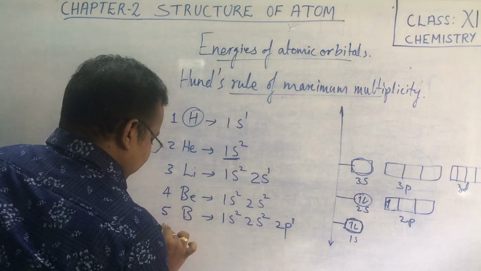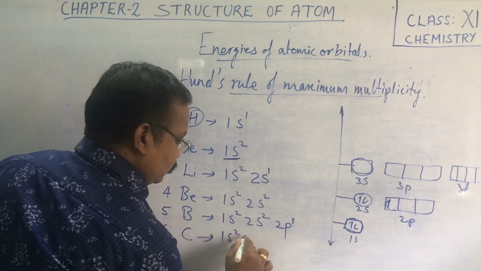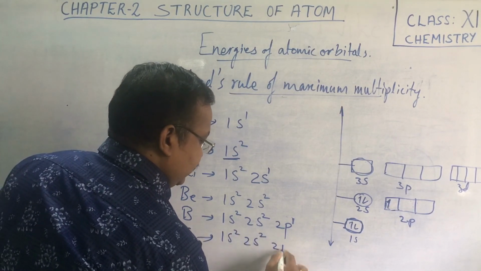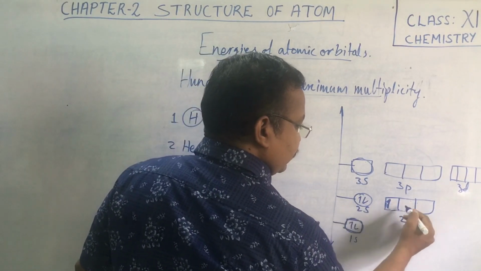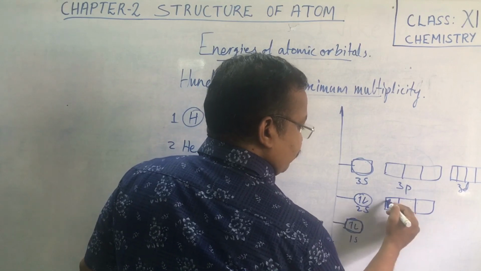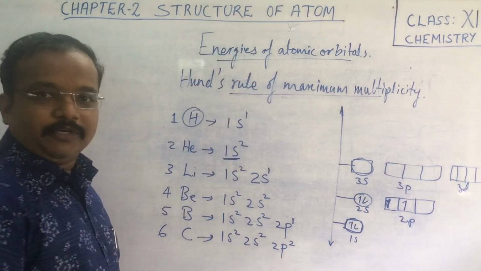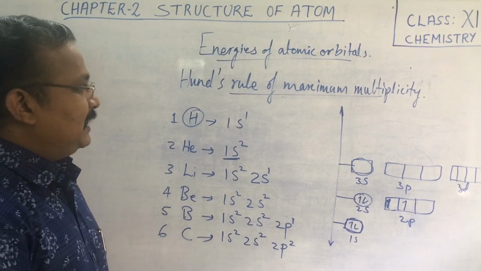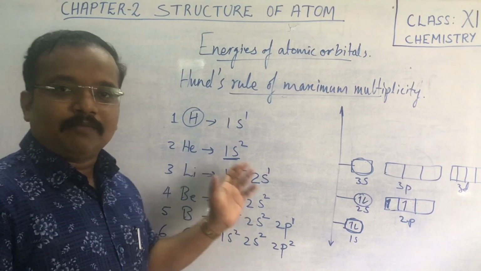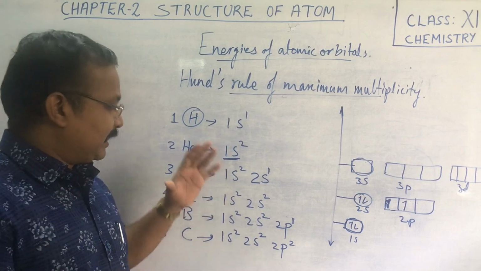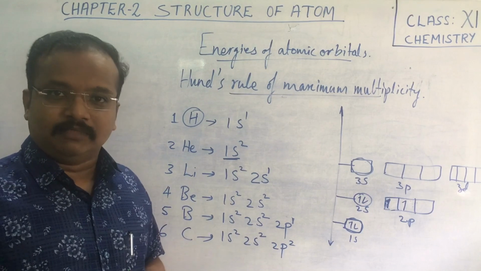Now in the next case, for 6 you have carbon, you can write 1s2, 2s2, 2p2. In carbon's case, the next electron will enter the next orbital. You cannot put it here. According to Hund's rule, you have to go into the next orbital. That is what is explained by Hund's rule of maximum multiplicity. If you learn some of these rules, you can easily write down the electronic configuration of almost all the elements.